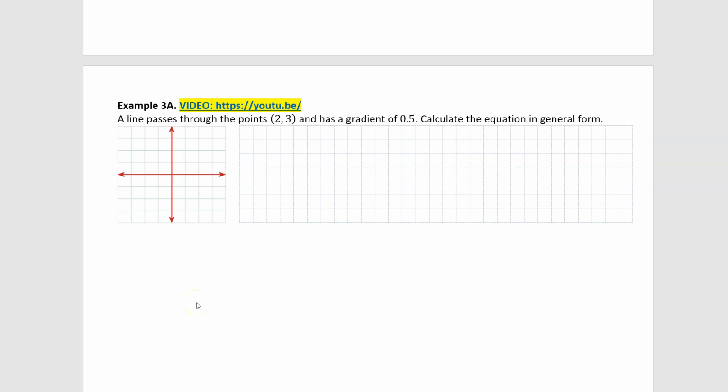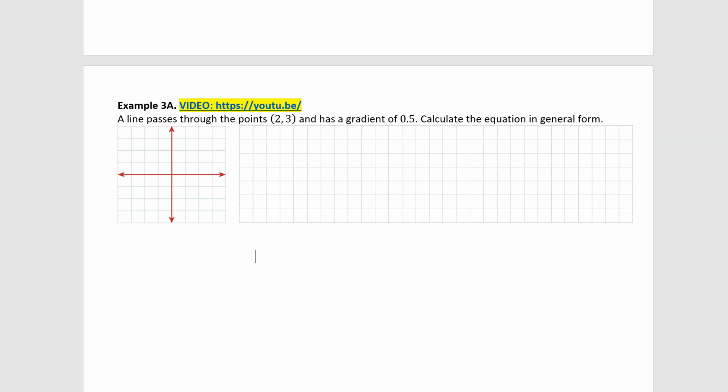In this video, I'm going to show you how you can calculate the equation of a line that is represented in the general form. Now consider we have a line that passes through the point (2, 3), and it's got a gradient of 0.5. What we're going to do is firstly graph this so you get a visual interpretation of what this is going to look like, and then I'll show you how to determine the equation itself algebraically.